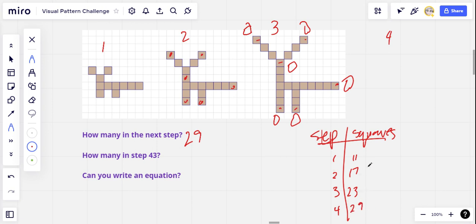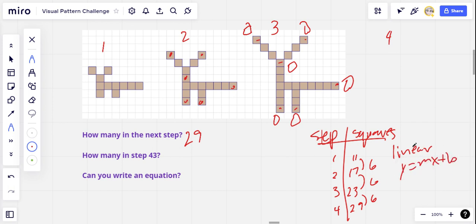And then we can take the differences between each step. 17 minus 11 is 6. 23 minus 17 is 6. And 29 minus 23 is also 6. And that bears out my hunch. I thought this was linear. And when you get a constant rate of change, a constant in the differences, you know that it's a linear pattern. And we can model a linear pattern with a linear equation.